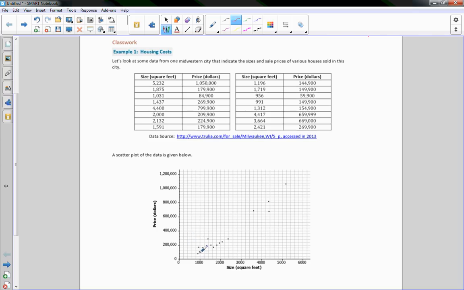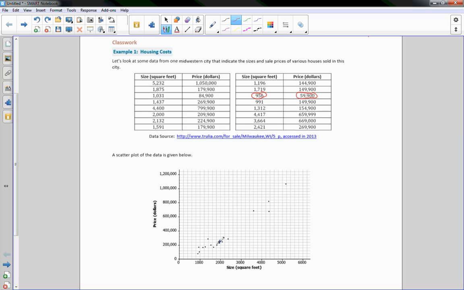Houses that are around 1,000 square feet or less look like they're around right here, about $80,000. So if I look here, well, here's $59,900, 956 square feet. That is probably this dot right here, just under 60,000. That's how we're graphing these. We're taking the square footage, going over to the dollar amount, and that's what determines where the dot is located.